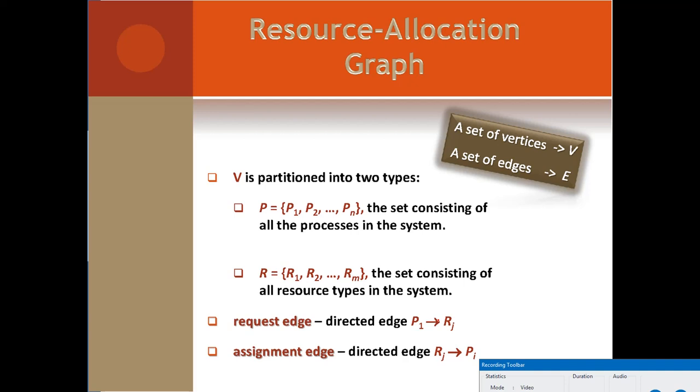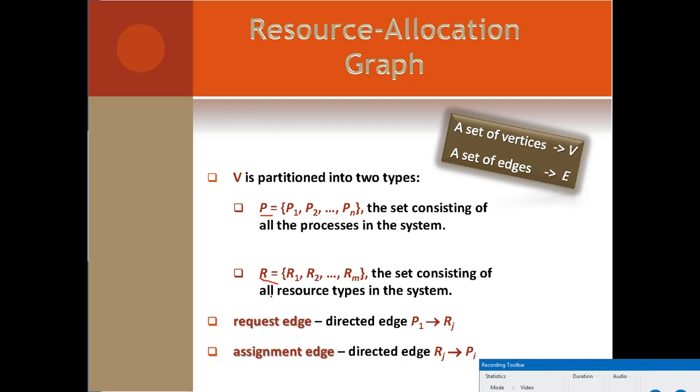Now vertices are partitioned into 2 types. Vertices can be processes, all the processes and all the resources. So the 2 types of vertices that will exist in the resource allocation graph are the processes and the resources. So P stands for all the processes in the system and R stands for all the resources in the system. Now there are 2 types of edges. We are going to consider it as a directed graph, not an undirected graph.